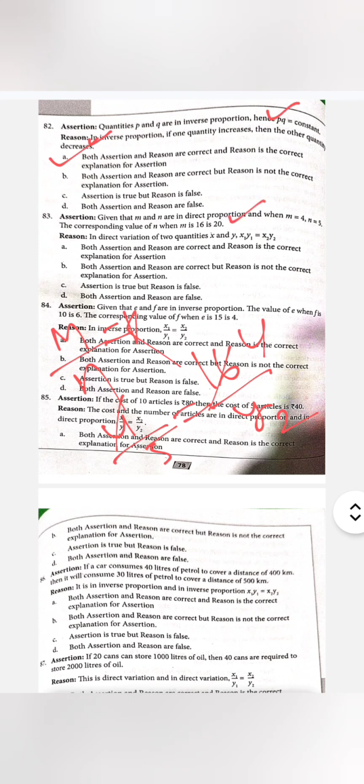In direct variation, the two quantities x and y, x1 y1 is equal to x2 y2. No, direct variation means their ratio is constant, not their product. Okay, so here assertion is true but reason is false. So option C is the correct answer.